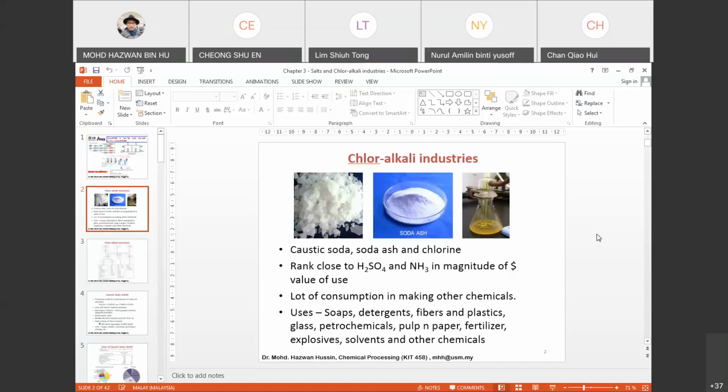This is what I've said just now, because normally caustic soda, soda ash, and chlorine are used for various types of chemical synthesis and whatnot. The uses can be various. It can be used in soap production, detergents, fiber and plastic, glass, petrochemicals, pulp and paper, fertilizer, explosives, solvents, and other types of chemicals.